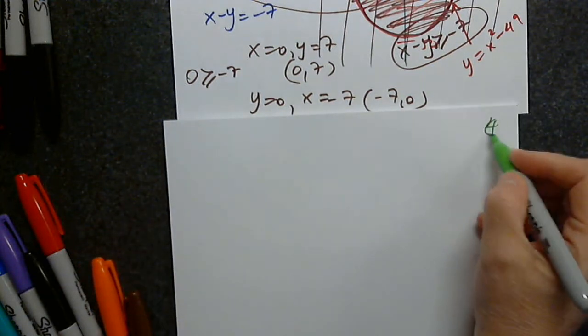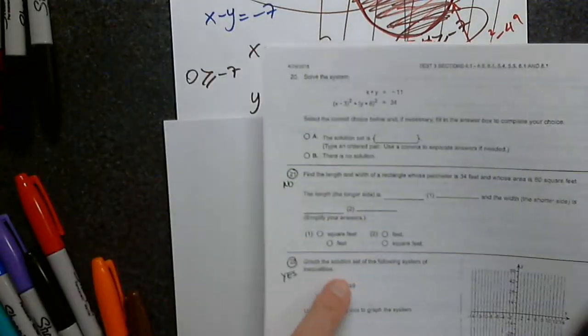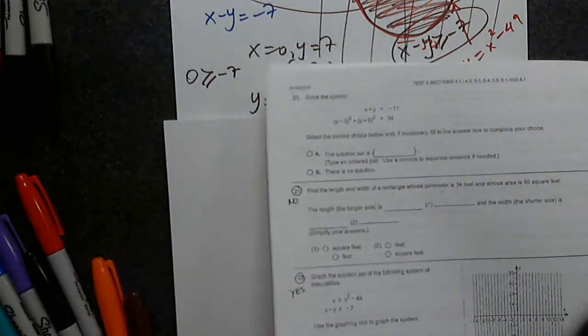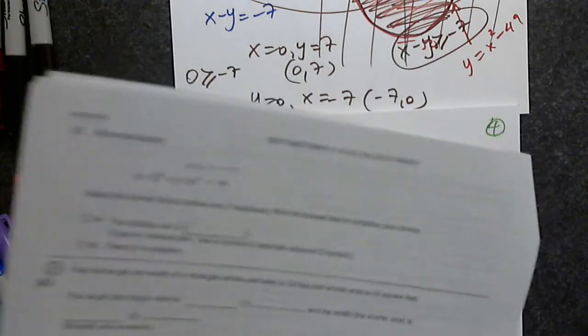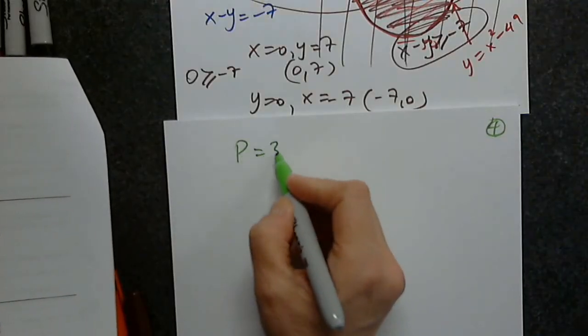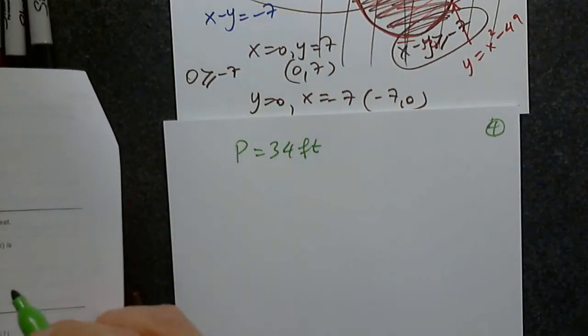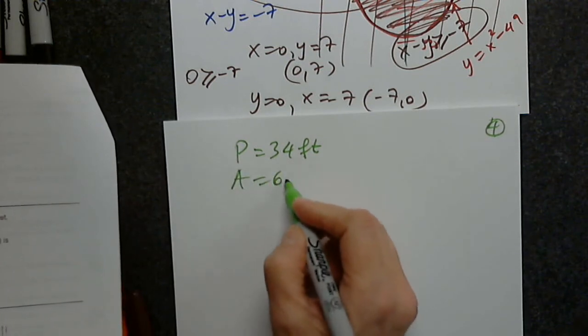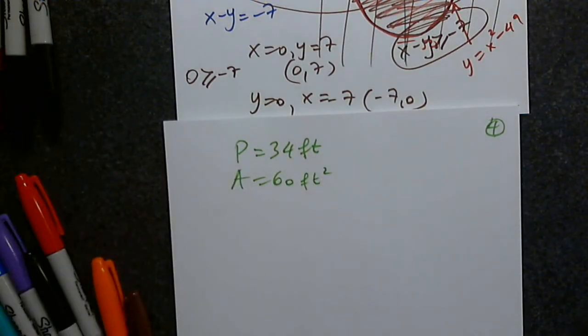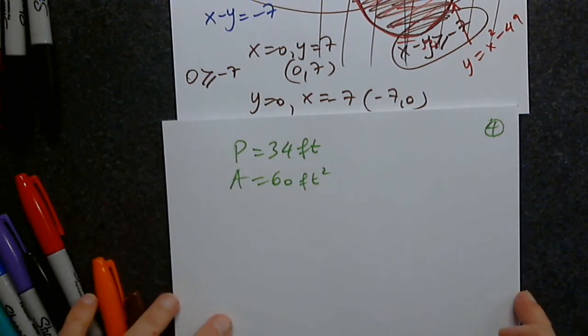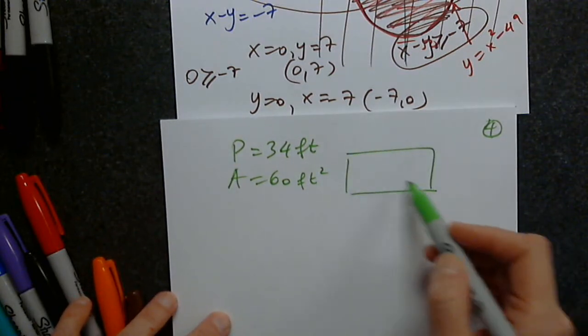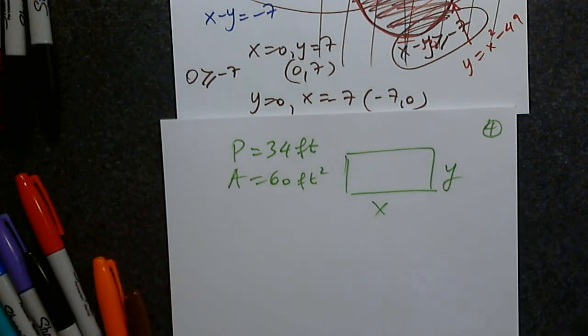Okay? So this was the inequality. Let's look at the next one. Find the length and the width of a rectangle whose perimeter is 34 feet, and area is 60. So we're talking about a rectangle. I will denote the length by x and the width by y. Doesn't matter how you denote them though. It's up to you.